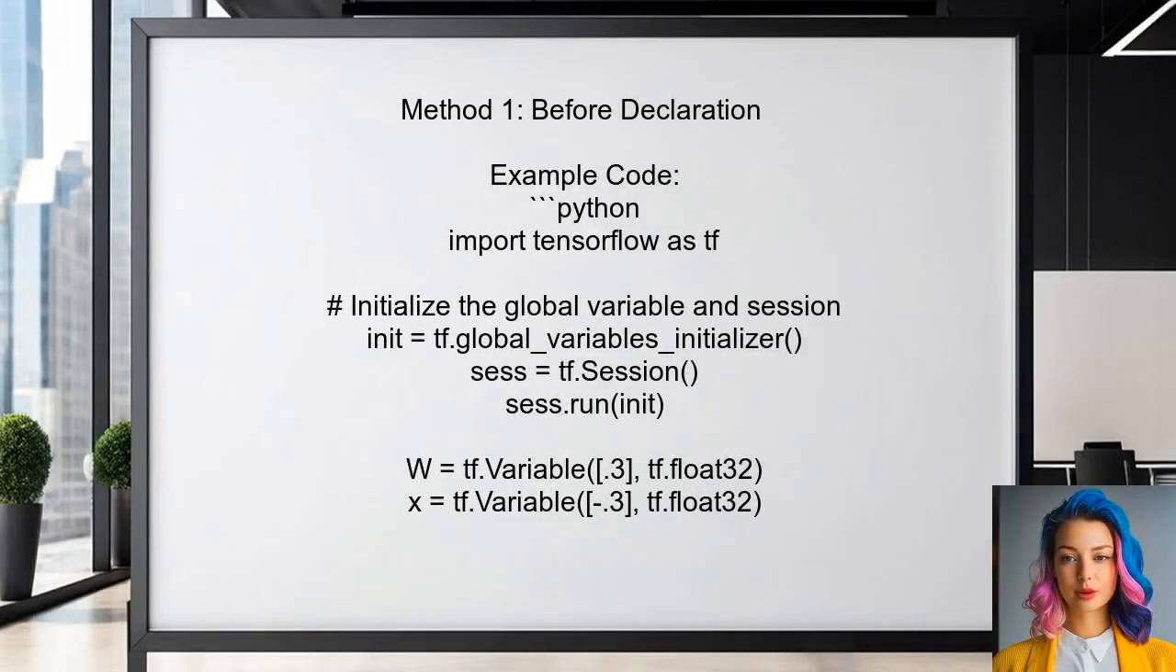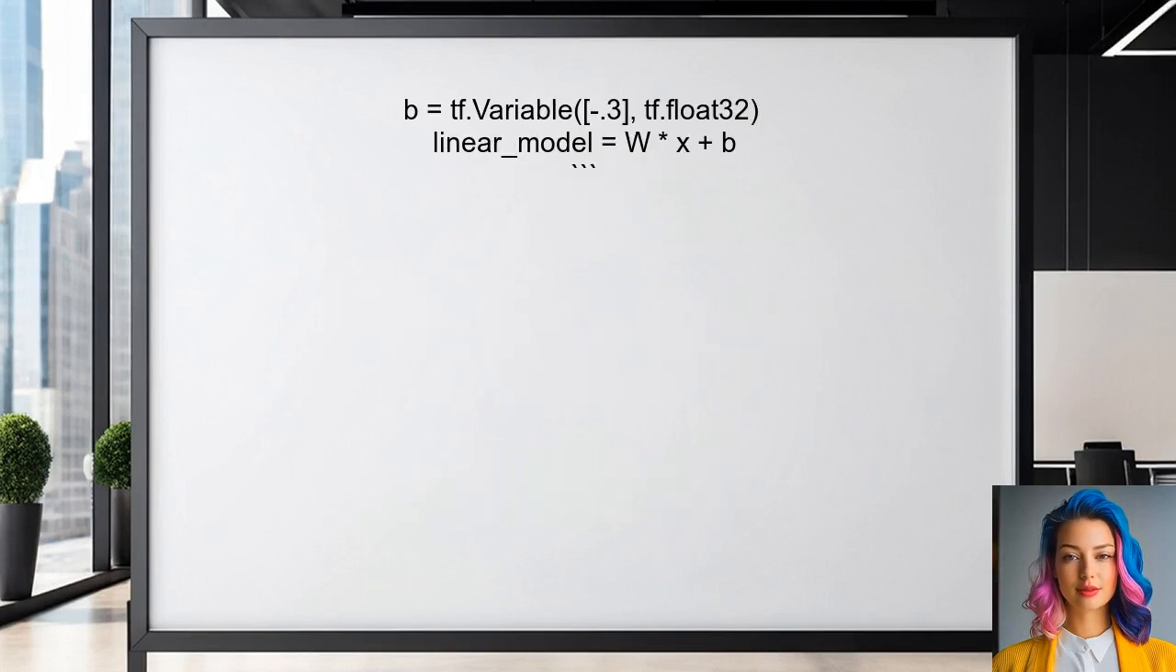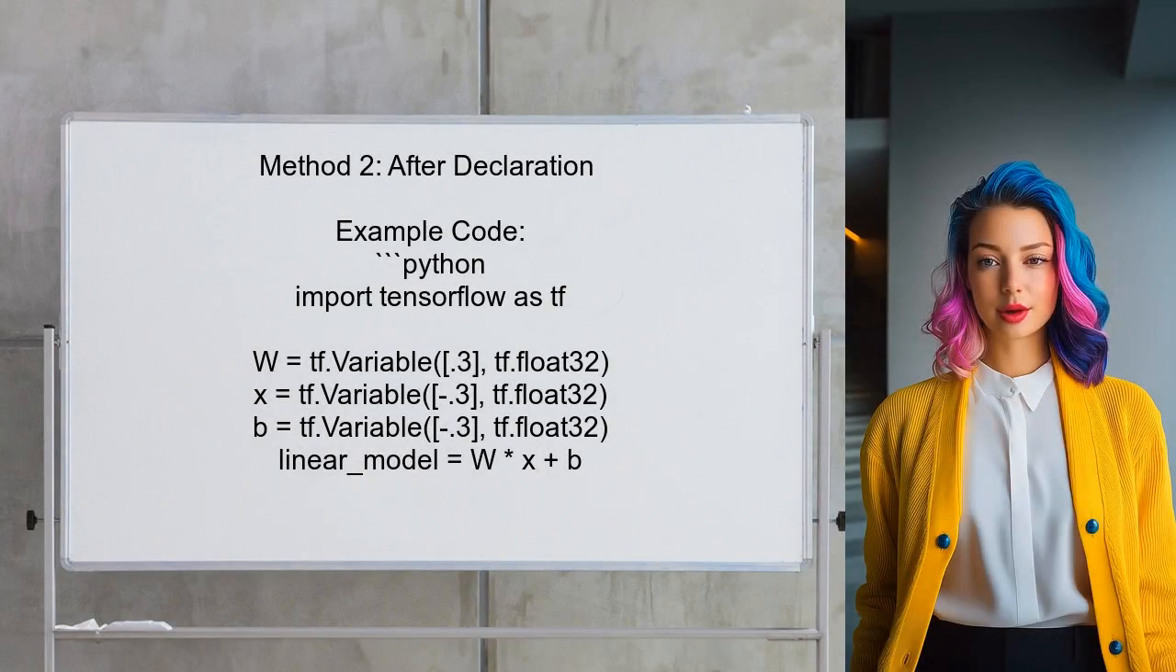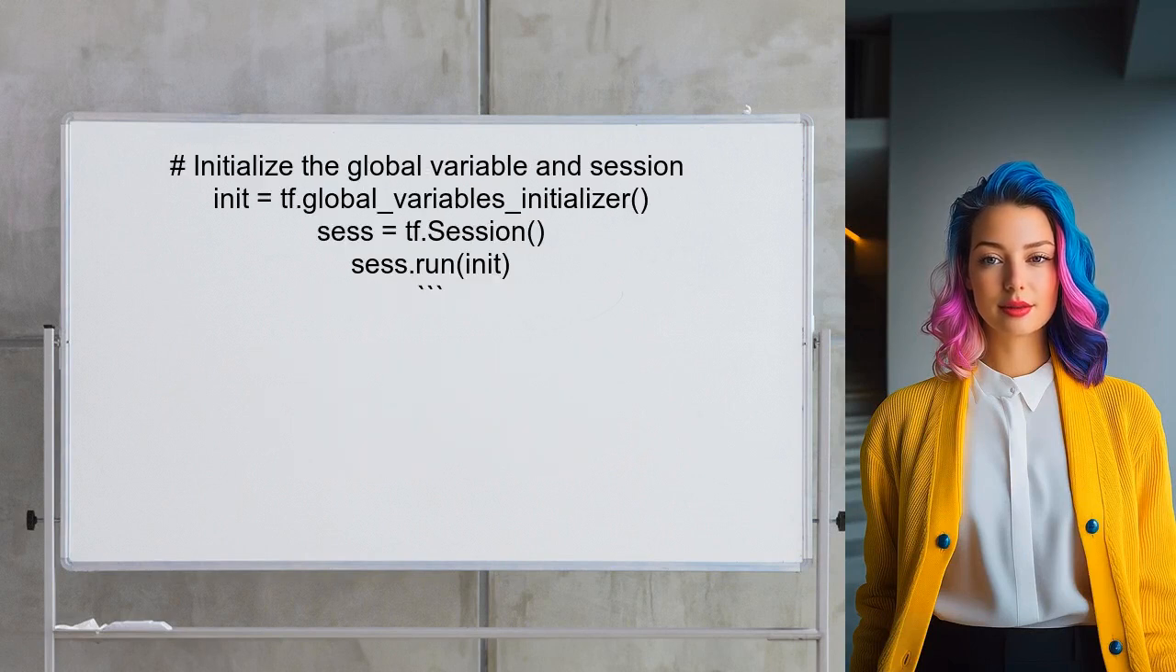In the first method, the user should import TensorFlow, then create the global variable initializer and session before declaring any variables. This ensures that all variables are initialized before they are used. In the second method, the user declares the variables first and then calls the global variable initializer. This approach works as well, but the variables will not be initialized until after the initializer is called.